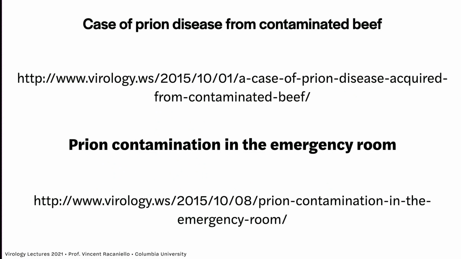Very interesting case reports in the literature. I've written about 2 of them on the blog. One is a case of prion disease 15 years after this gentleman ate a burger in London, and he lived somewhere in the Middle East, I think, and he developed a fatal disease, which turned out to be a TSE that he acquired. It was variant CJD.